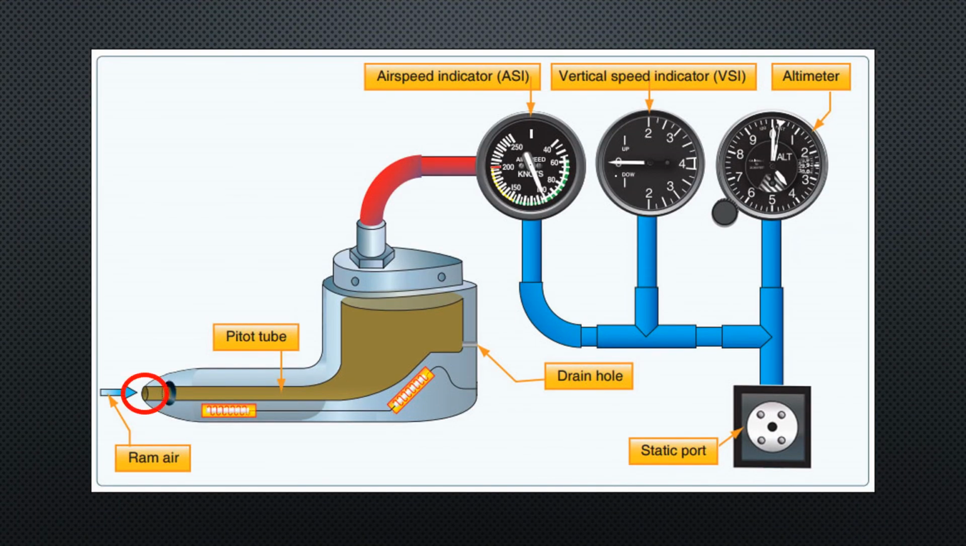It has a small hole at the front from which ram air enters and a drain hole at the back so rainwater can pass through it. It also has the capability to be heated to prevent ice from forming inside the tube.